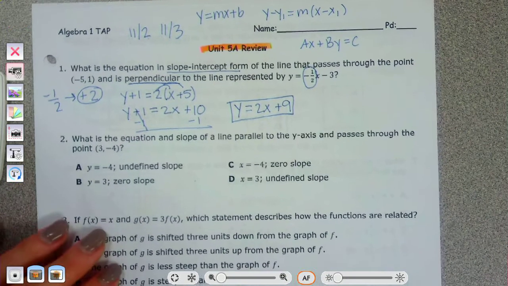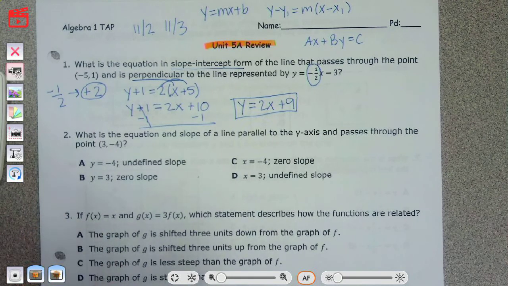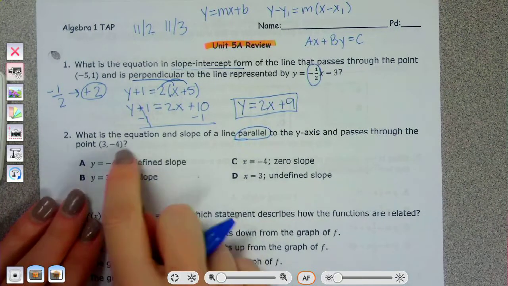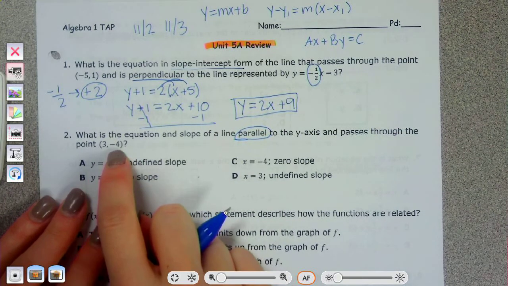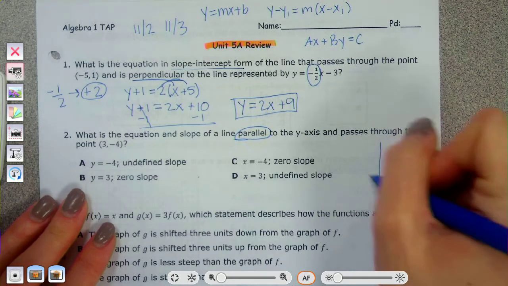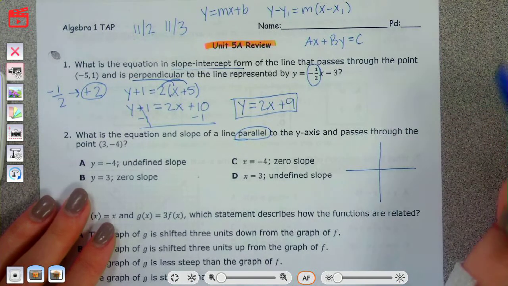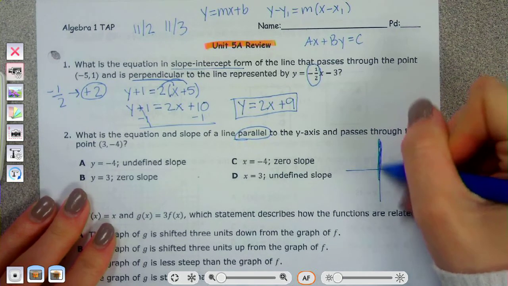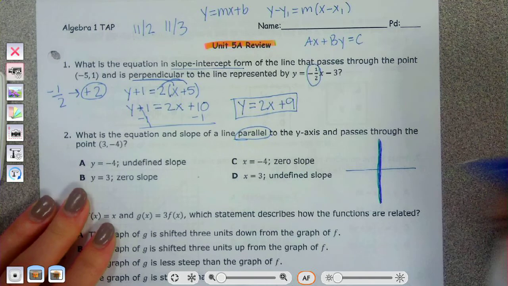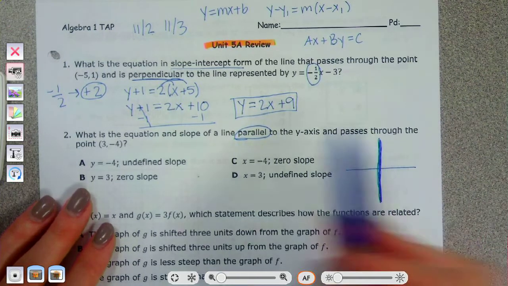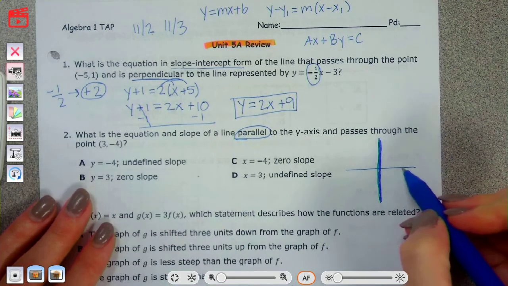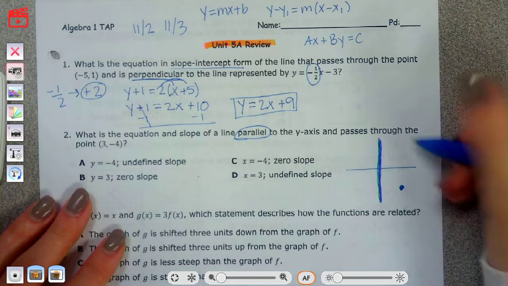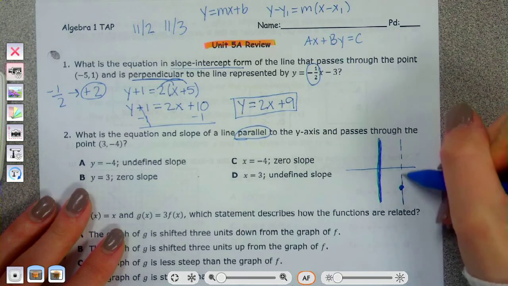Okay. Our next problem is, what is the equation of the slope of a line parallel to the y-axis and passes through the point 3, negative 4? So what I'm going to do is make myself a little grid, and I want it parallel to the y-axis. So that means this is the axis that I want darkened, okay? And I want it parallel to it. So it passes through the point 3, negative 4. 3, negative 4 is over here. And I want it parallel to the y-axis. So that means my line's going to go this way.